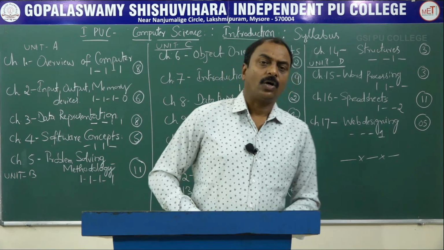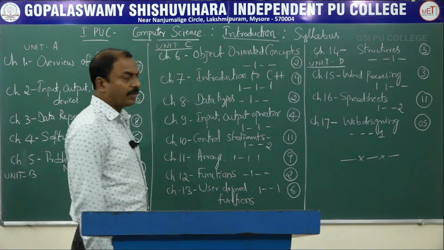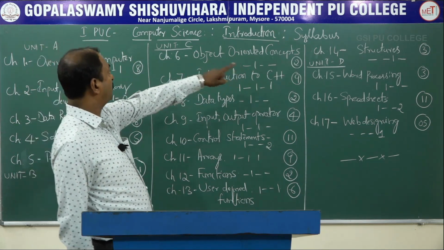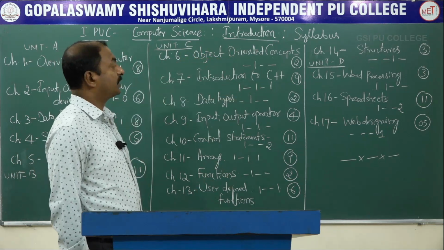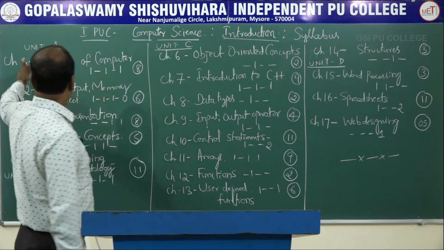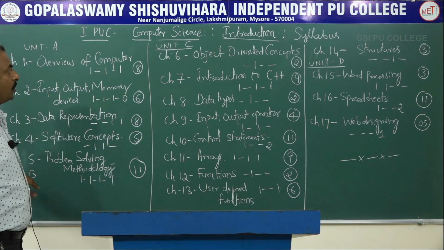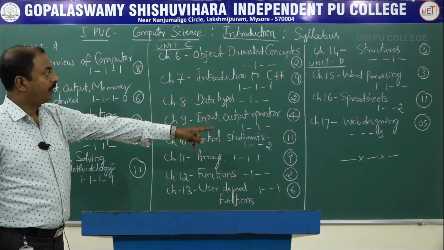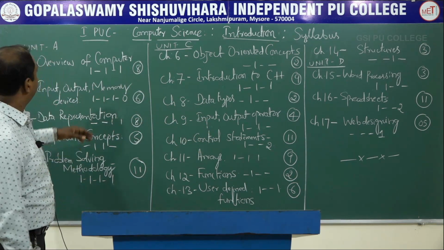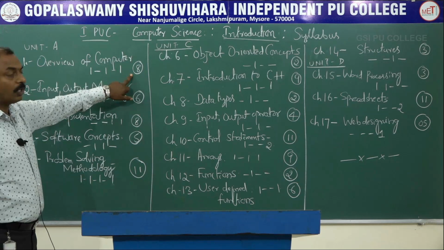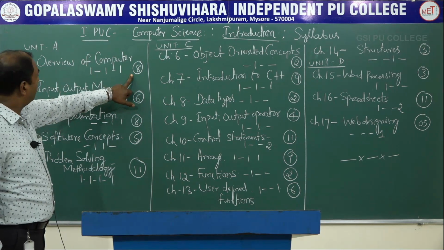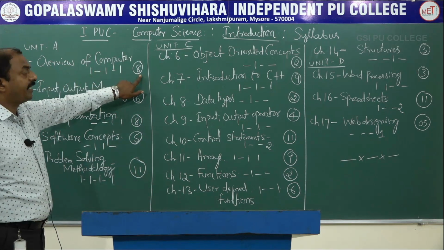So students, altogether I have given you a brief introduction about the whole syllabus of first PUC computer science subject. Again I repeat, there are four sections: unit A, unit B, unit C, and unit D, overall 17 chapters. Also observe, I have written here the weightage of each and every chapter. Chapter 1, weightage is 8 marks.